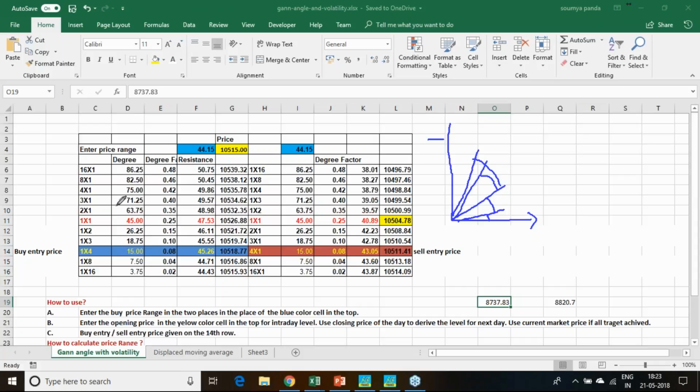Why has he used these different degrees? Why 3.75, why 7.5? Why not a 10 degree increment: 10 degrees, 20 degrees, 30 degrees? Why 3.75, why 7.5, why 15? This also has a logic.